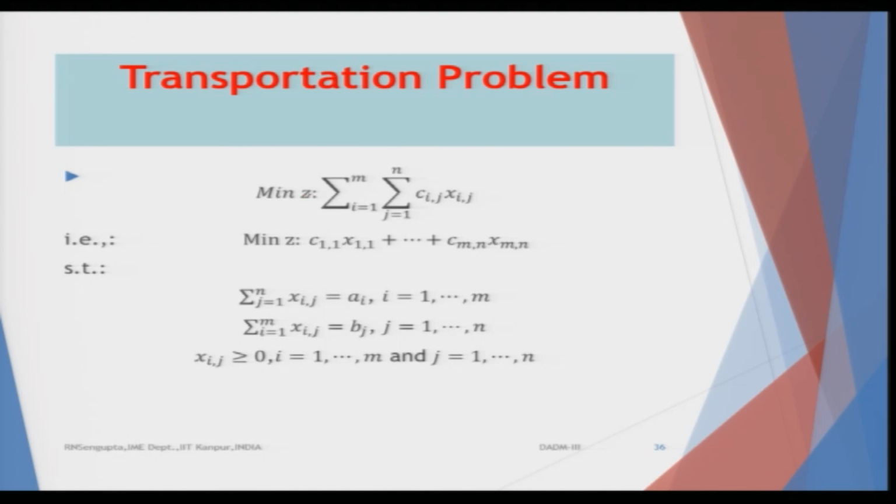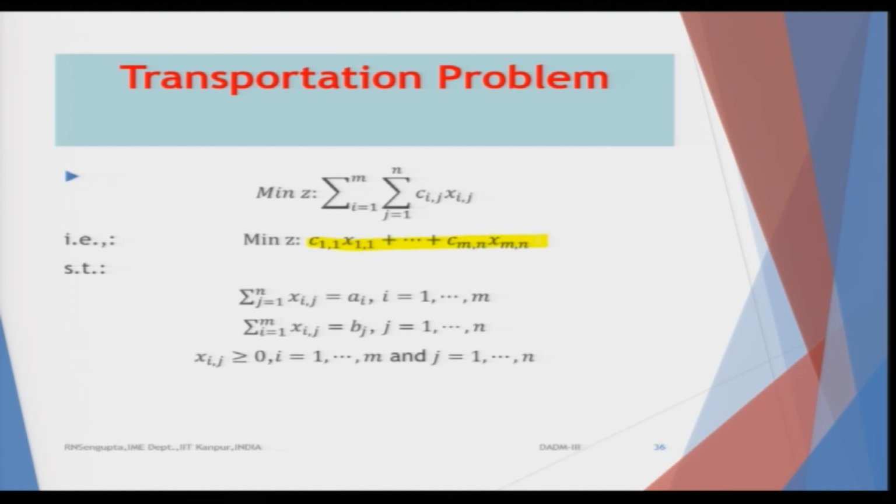So, this is the problem formulation: minimization, double summation, i equals 1 to m, j equals 1 to n, C_ij x_ij, and I want to minimize this. Remember, it is basically a linear programming problem which you have done. So, the minimization problem as given is C_11 x_11 till C_mn x_mn.